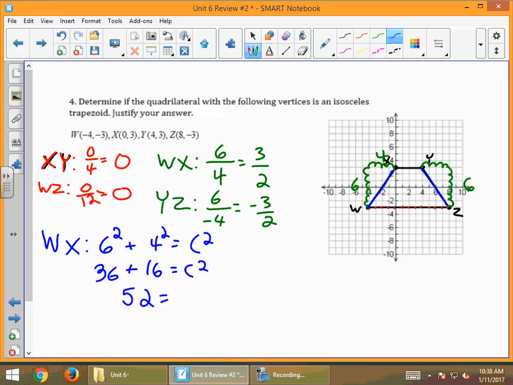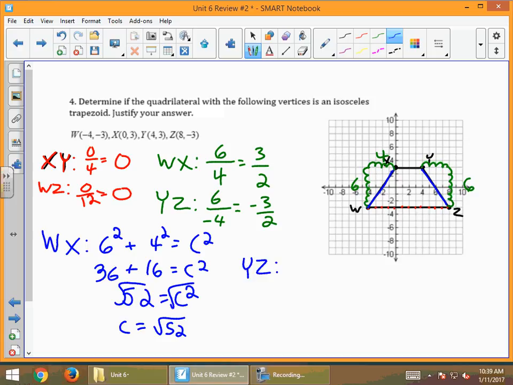52 equals c squared. Get c by itself, I have to square root. So c is equal to the square root of 52. Now I could get that as a decimal, but I don't really care because I'm just comparing lengths. Do you notice anything about YZ now that we find YZ?